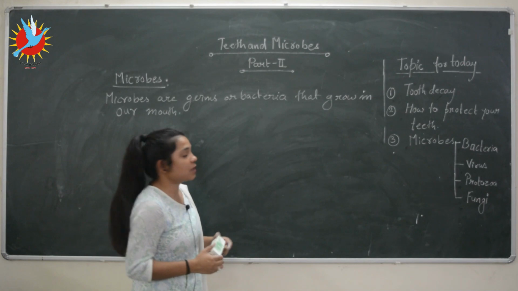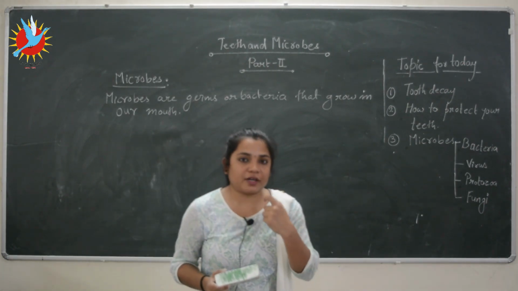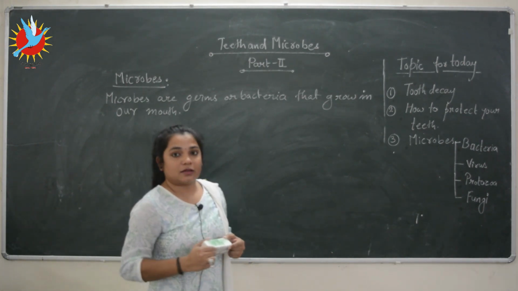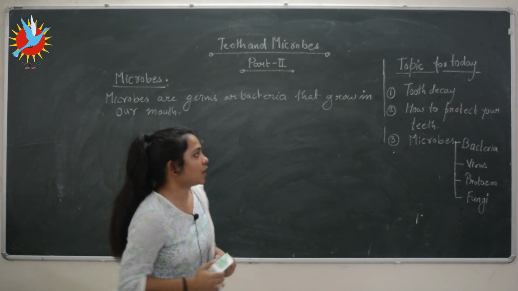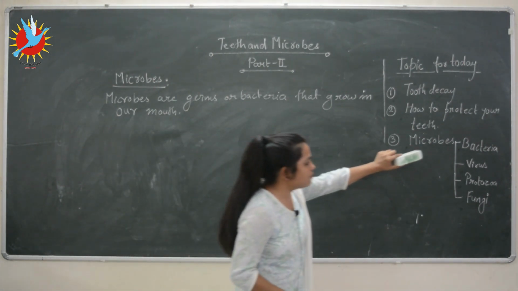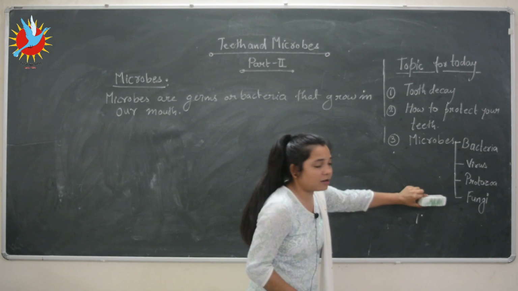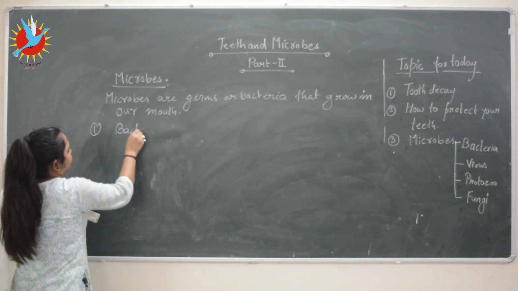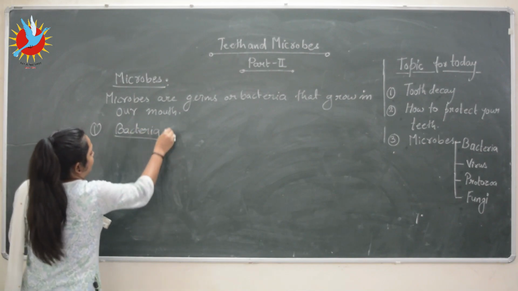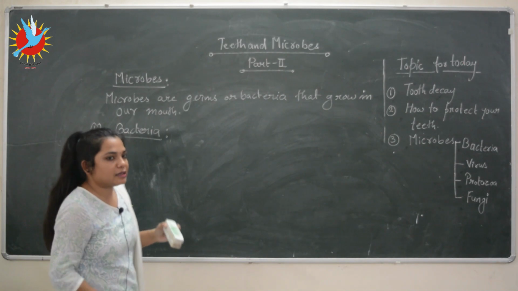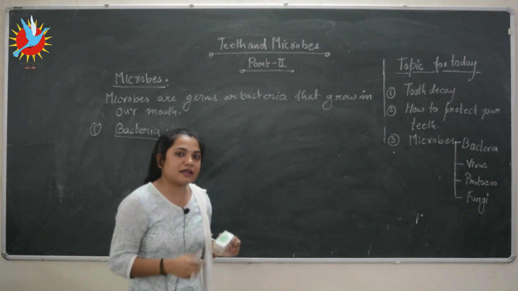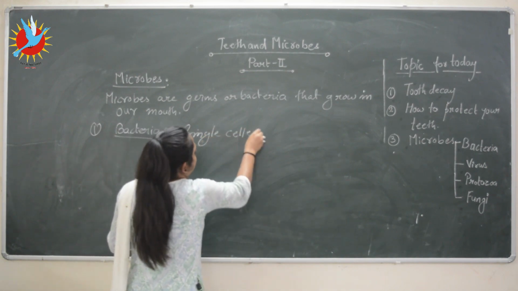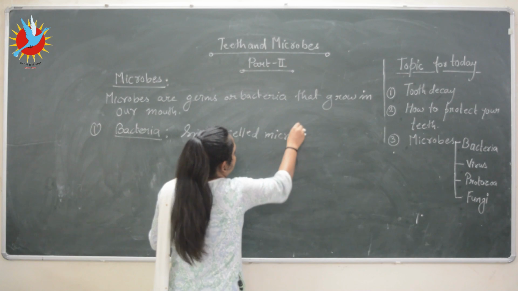Okay, now students, the germs and bacteria feed on the food stuck in our teeth and gums, and they damage our teeth. Okay, now there are 4 types of microbes: bacteria, virus, protozoa and fungi. So I am going to discuss the first one, that is bacteria. Okay, these are single-celled microbes or organisms.